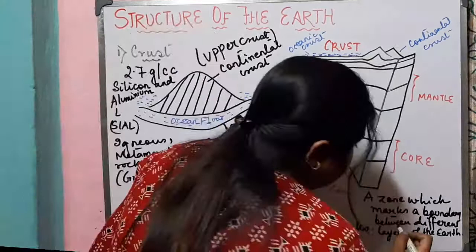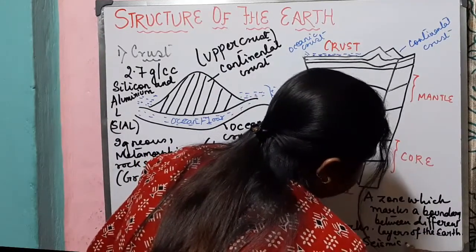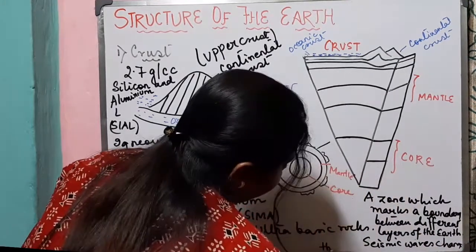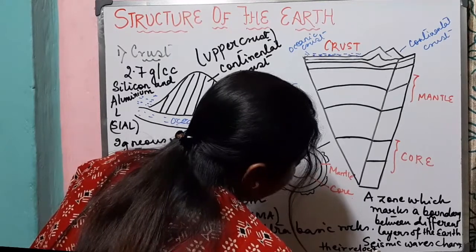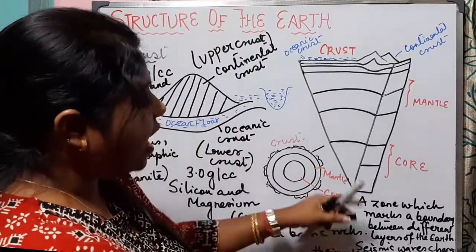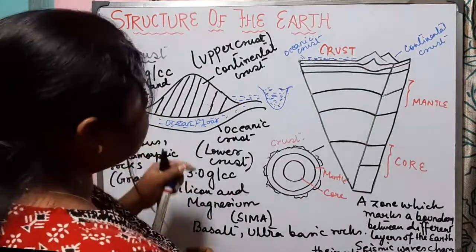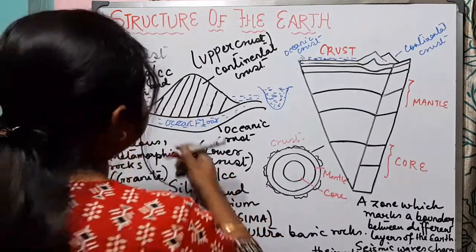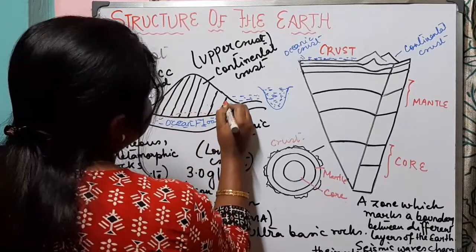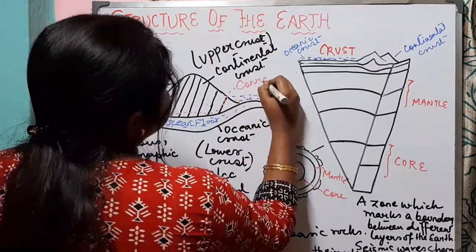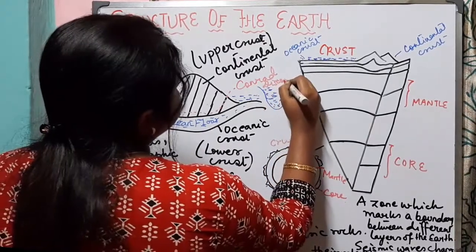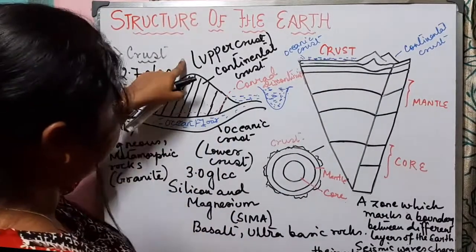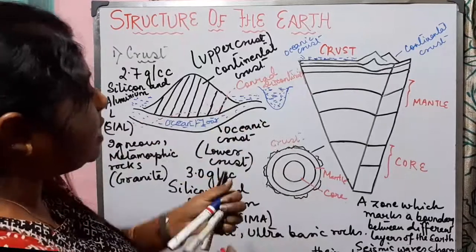Here we will see the seismic waves that we have discussed in our earlier videos change their velocity. So the velocity of the seismic waves changes where? In the discontinuity. So the discontinuity that divides the upper crust from the lower crust is referred to as the Conrad discontinuity.